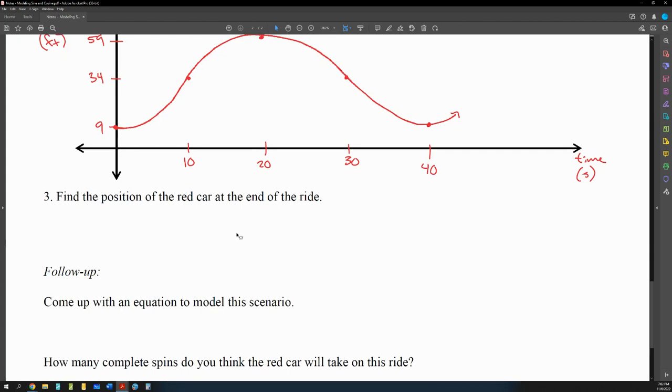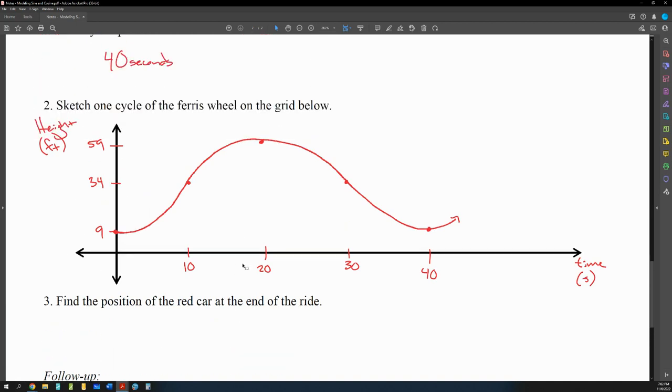Okay, so number 3, find the position of the red car at the end of the ride. So remember, this is 300 seconds. So if this is a function, we'll call this h of x.